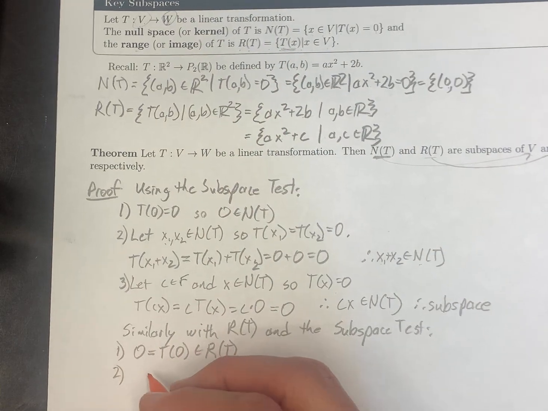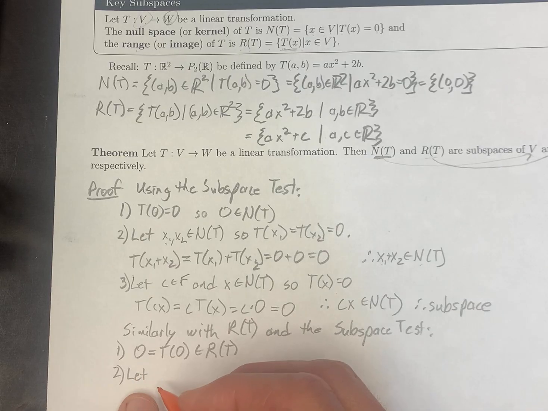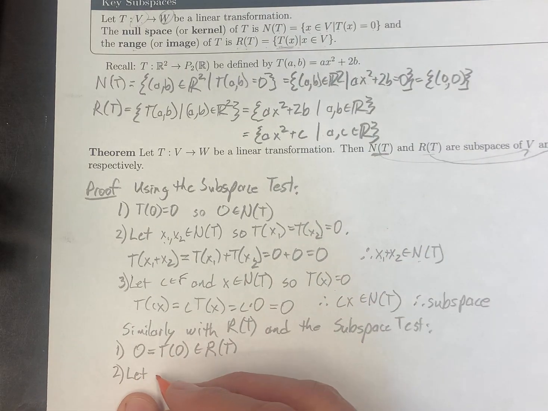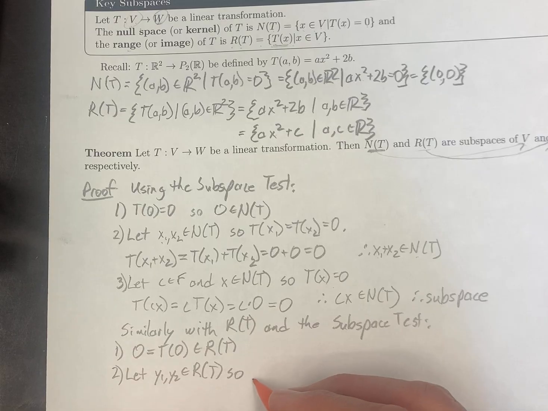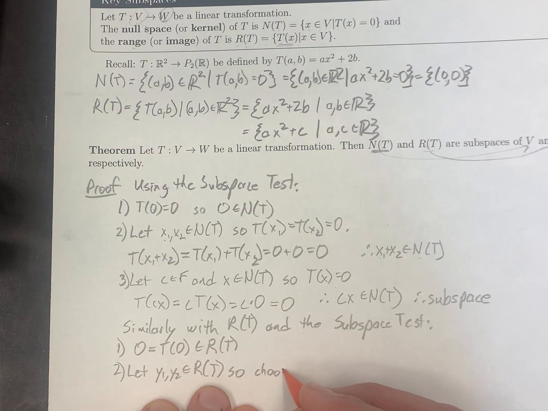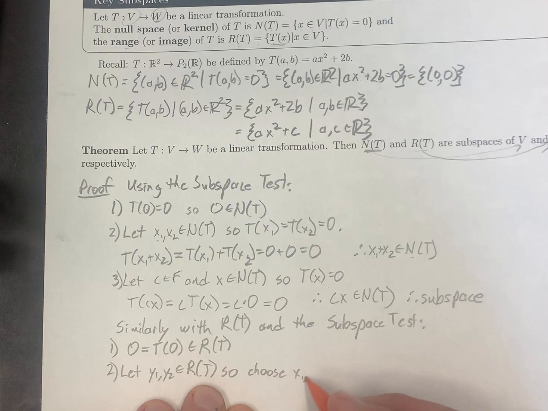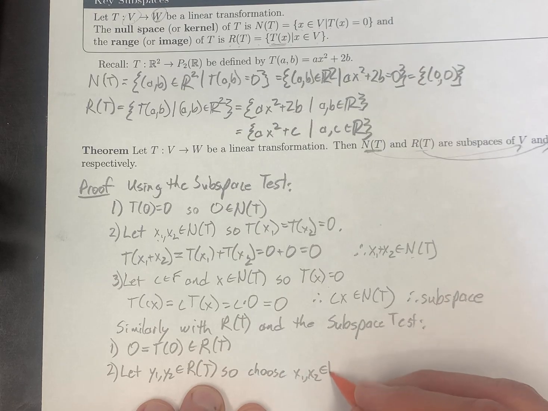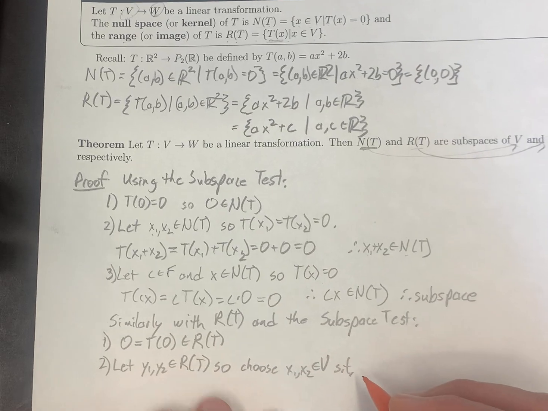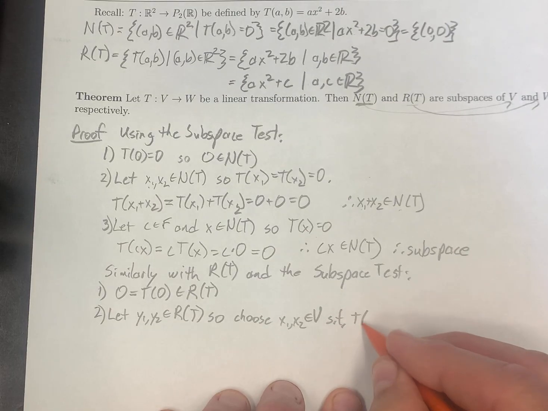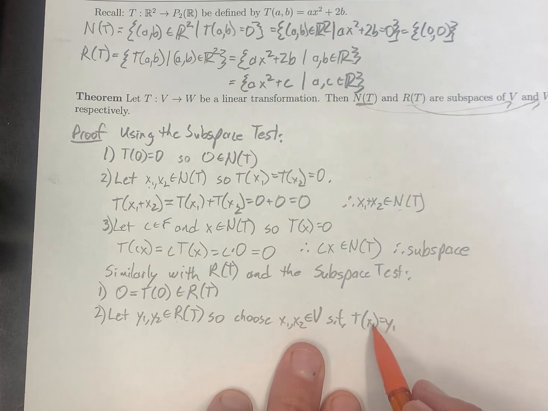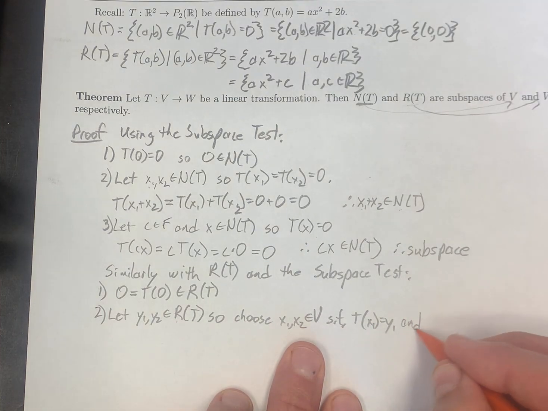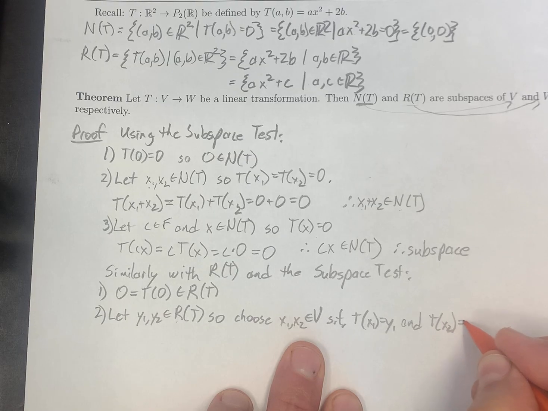2, not a big shock. We're going to pick two things in the range. Let y1 and y2 be in the range. What does that mean? So choose x1 and x2 in the domain such that T of x1 equals y1, right? If it's in the range, there's got to be such an x1. And T of x2 equals y2, right?